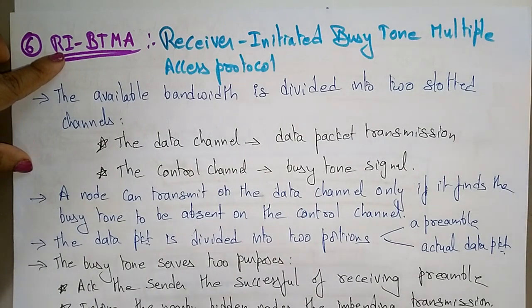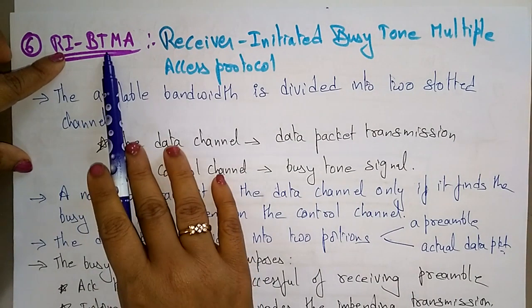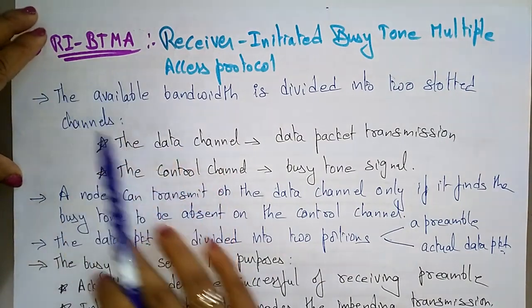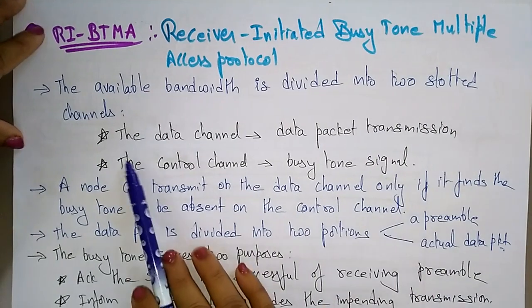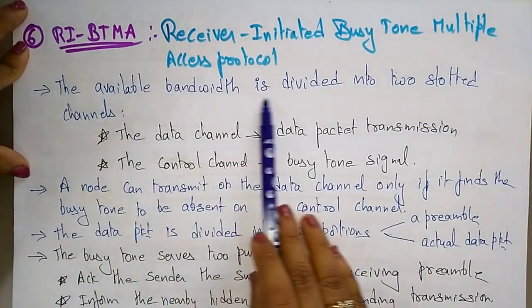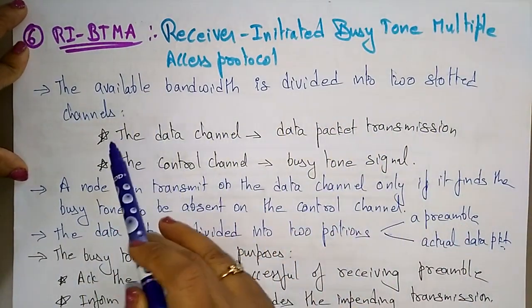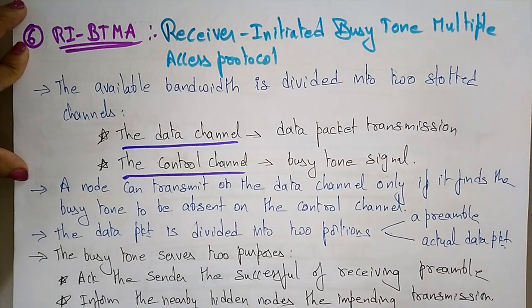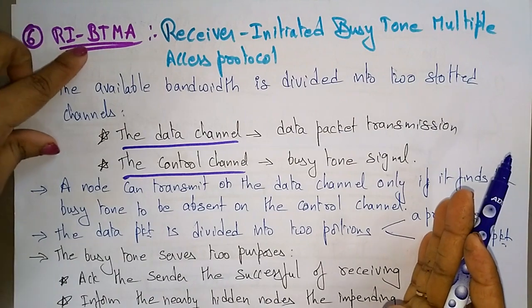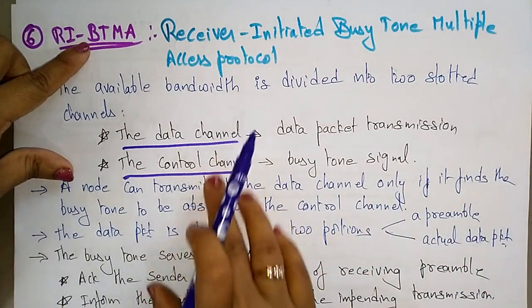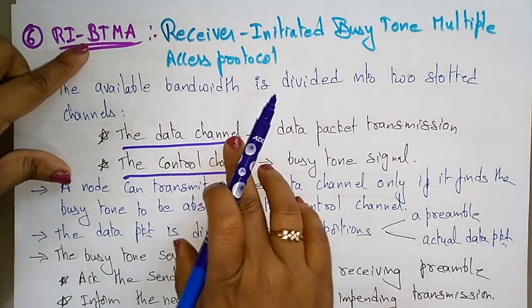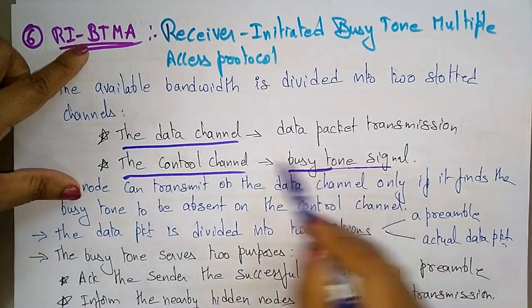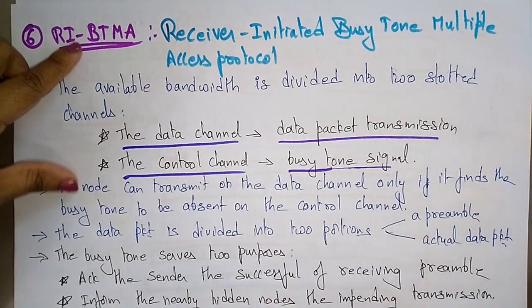In the previous video you saw the sender initiating the busy tone multiple access protocol, but here the receiver is initiating it. Here the available bandwidth is divided into two slots: the data channel and the control channel. Just like in the sender initiated one, the bandwidth is divided into two channels. The control channel holds the busy tone signal, whereas the data channel holds the data packet transmission.